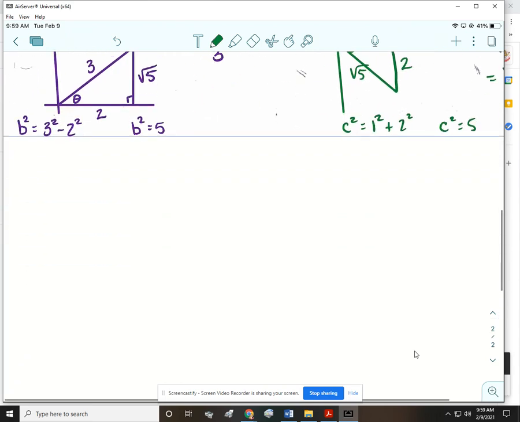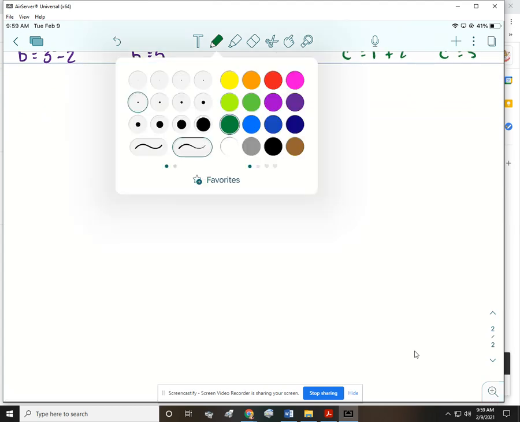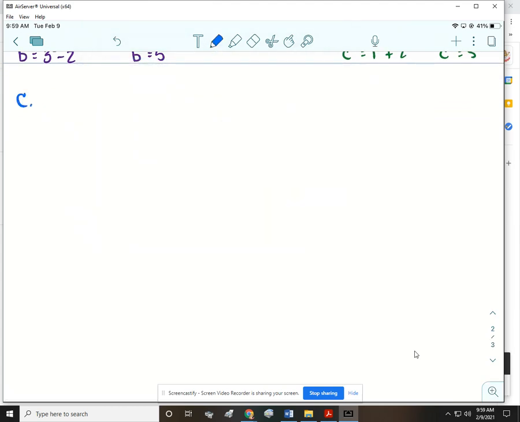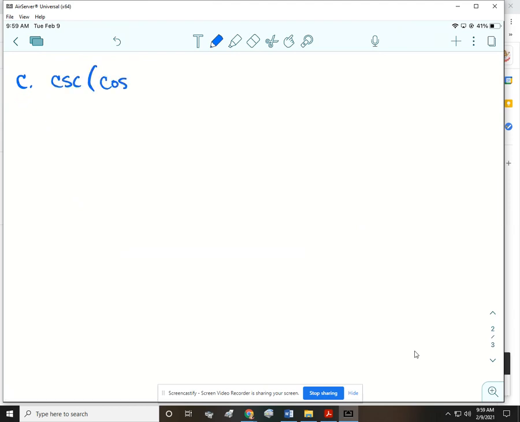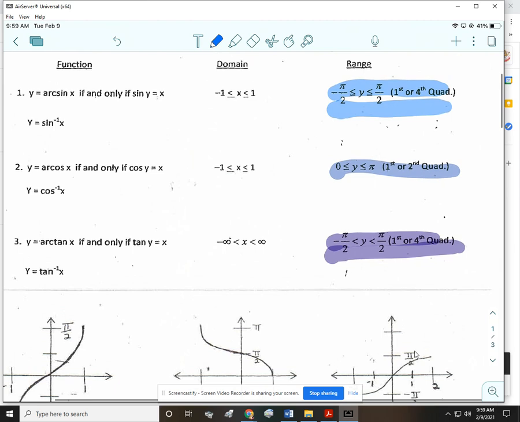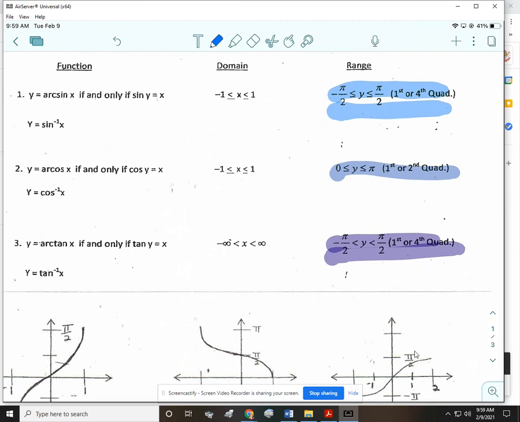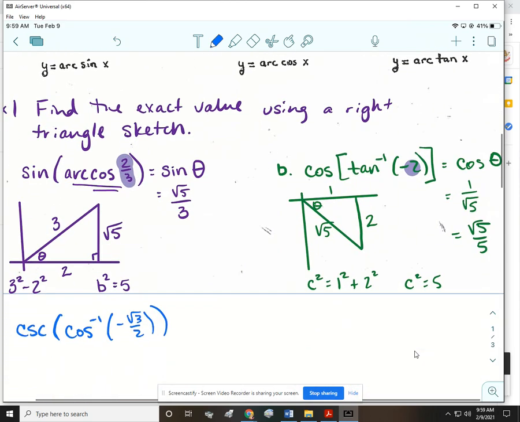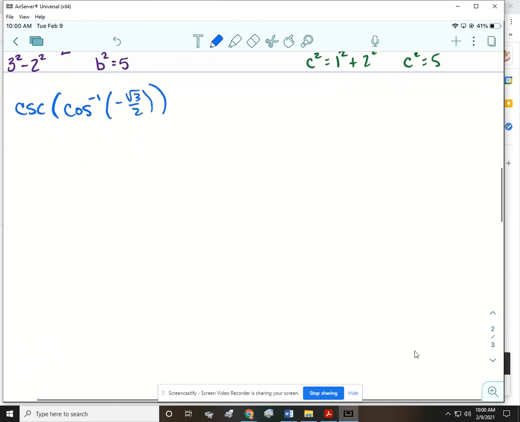Okay, and we're going to do some more examples on the back. For C, we have the cosecant of the inverse cosine of negative square root of 3 over 2. All right, so let's go to the inverse cosine. When we are taking something out of the arc cosine or the inverse cosine, it's an angle either in quadrant 1 or 2. Now, since this is a negative, that means it's going to be quadrant 2.